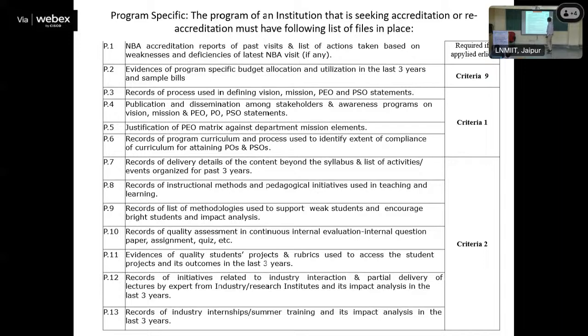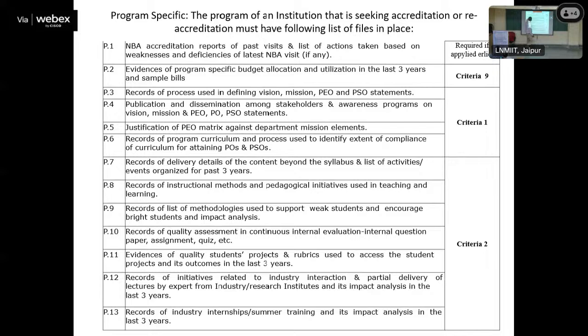Okay, so let's say P2, evidence of the program specific budget allocation and utilization in the last 3 years and sample bills. So here what is the evidence? What do you expect? Bills. And then how much budget is approved to the department, the copy of the director's or registrar's signature, and how much has been utilized, the financial audit, the audit parameter: this much has been utilized out of 1 crore. And then some sample bills, not all, just some samples. Like say 10 equipments are purchased, so you can keep 1 equipment's sample bill. This way you need to maintain the records.